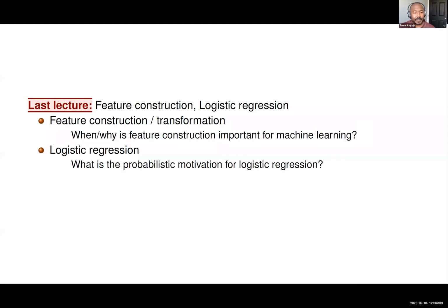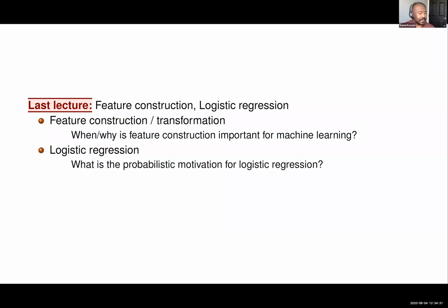In order to turn our linear classification, which gives us some number, into a number between 0 and 1, we apply the sigmoid. We'll go through this very briefly again today. And then based on the sigmoid and the Bernoulli model, we came up with an overall model for logistic regression.